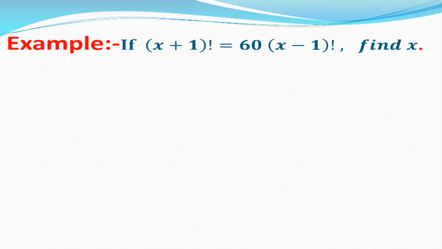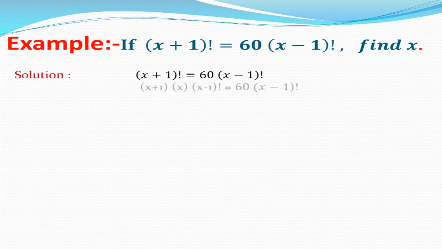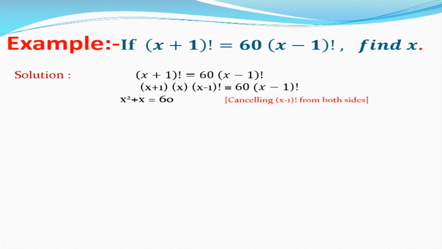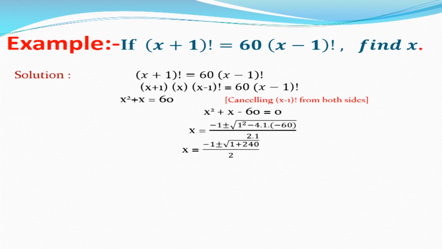Let's solve one more example. If factorial of x plus 1 is equal to 60 times factorial of x minus 1, find x. Here we are given factorial of x plus 1 is equal to 60 times factorial of x minus 1, or x plus 1 into x into factorial of x minus 1 is equal to 60 into factorial of x minus 1. Cancelling factorial of x minus 1 from both sides, we get x square plus x is equal to 60.